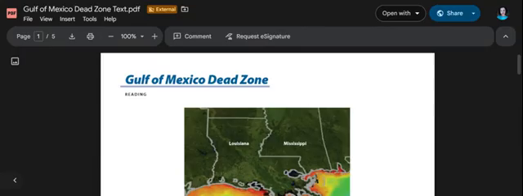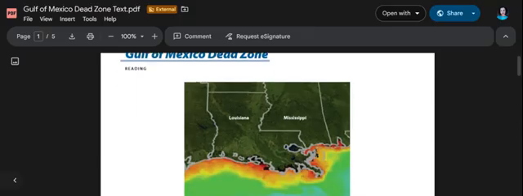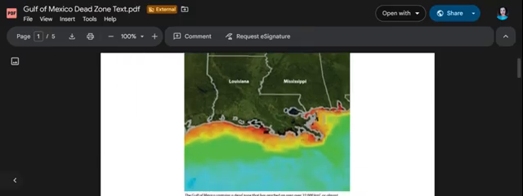This reading is about the dead zone in the Gulf of Mexico, also known as the Gulf of America, and dead zones around the world. The reading also discusses how dead zones can be reversed. Take some time to look at the map. Look at the different colors along the coastline.